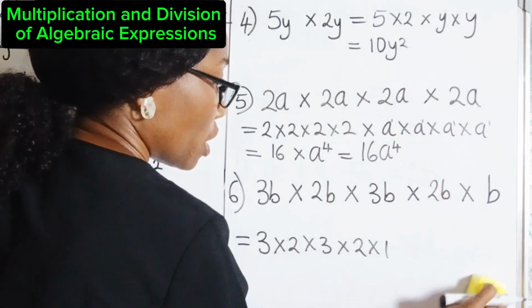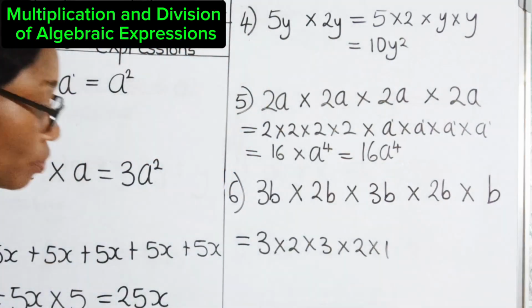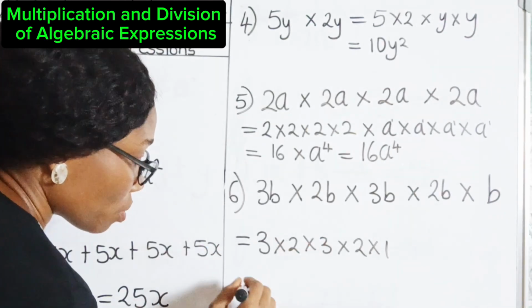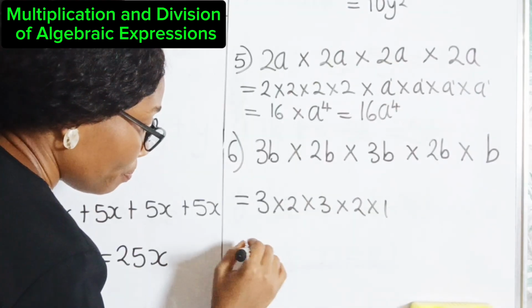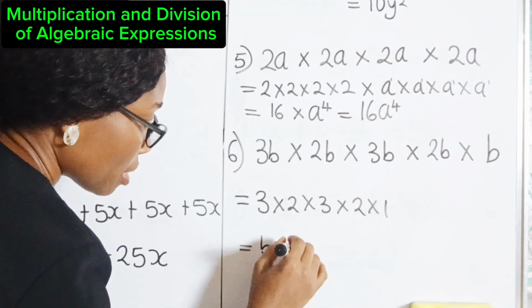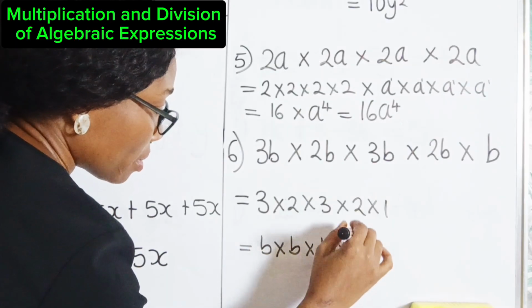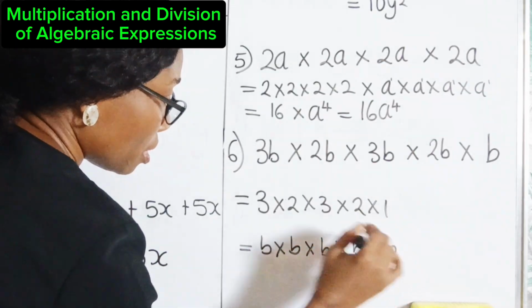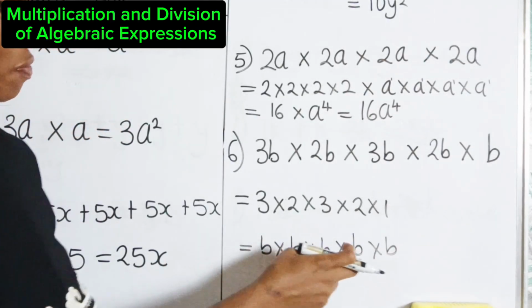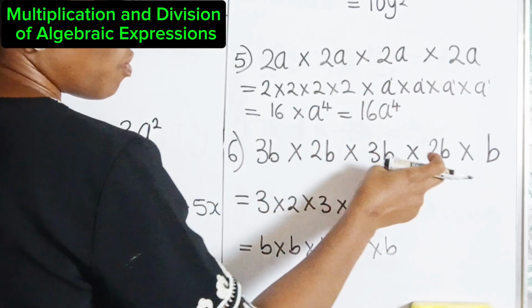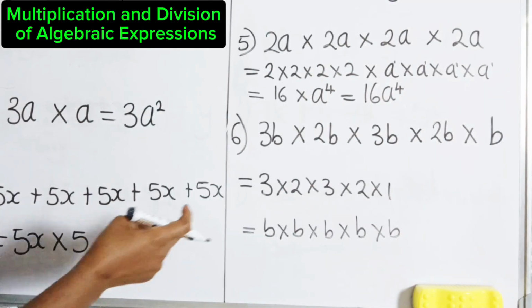Okay, this space is not going to be enough, so let me bring it down. So for the variables, I have b times b times b times b times b. 1 2 3 4 5. Okay, so let's multiply this.